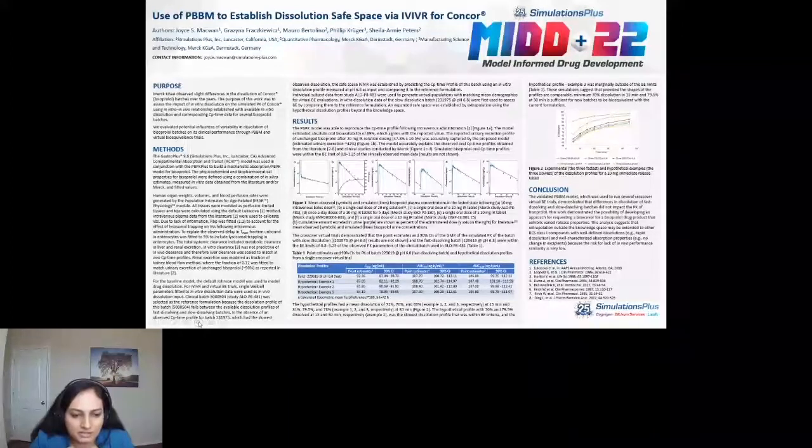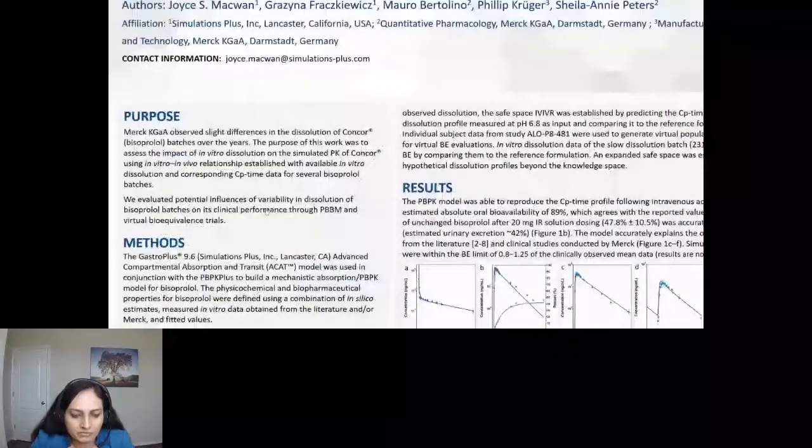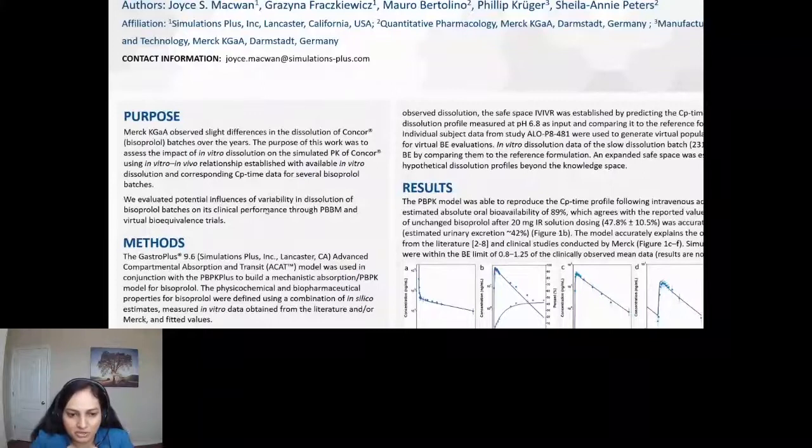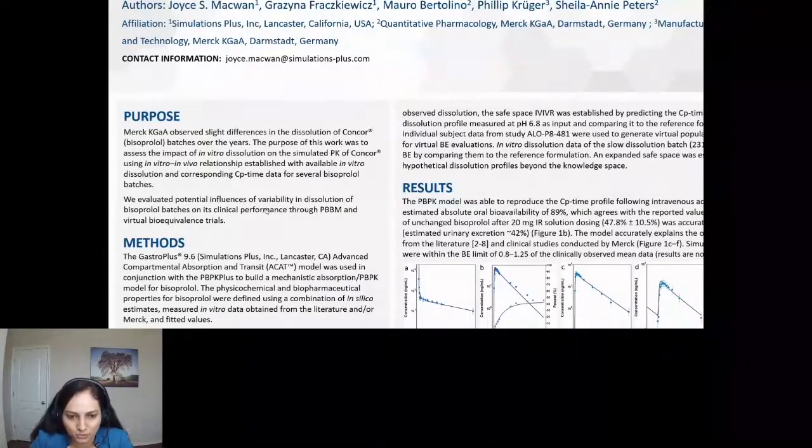As part of their internal quality system, Merck tests the dissolution on a limited number of batches for their Concor product, and they observed slight differences over the years for different batches. Some of the batches showed a fast dissolving profile, and other batches showed a slow dissolution profile.